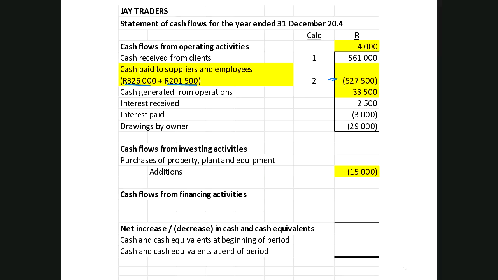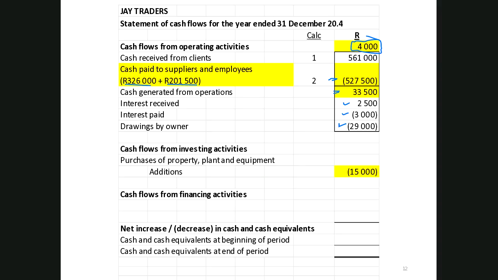Cash paid to suppliers and employees, 527,500. That means our business generated 33,500 rands worth of cash. We already had the interest received, interest paid, and drawings amounts. So we're just going to add the interest received to the cash generated, subtract interest paid, subtract drawings, and we end up with 4,000 Rand cash being generated, cash inflow from operating activities.